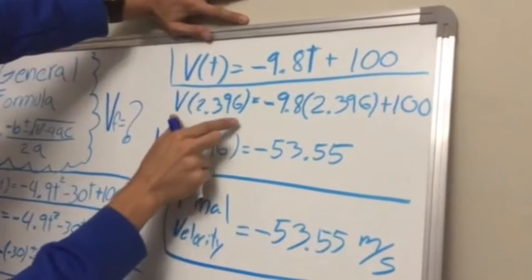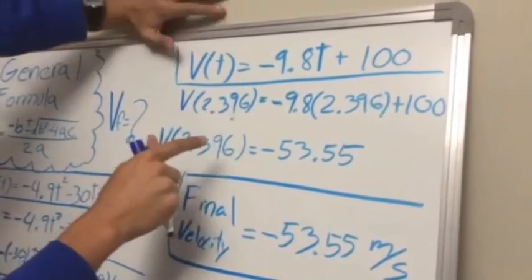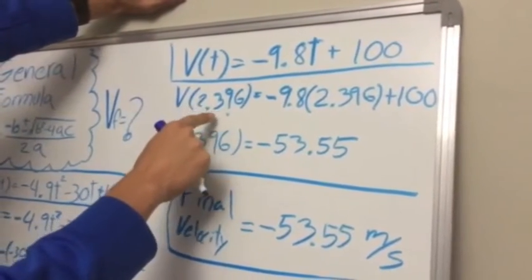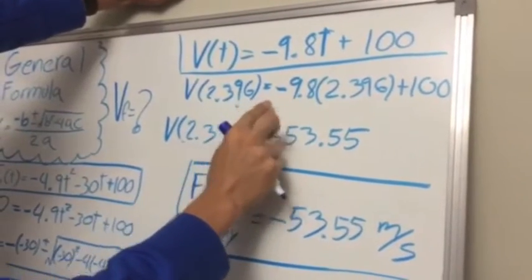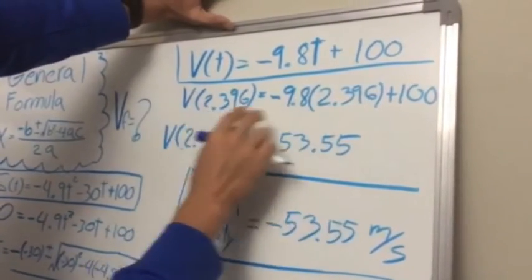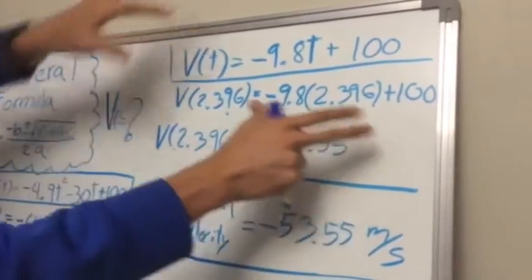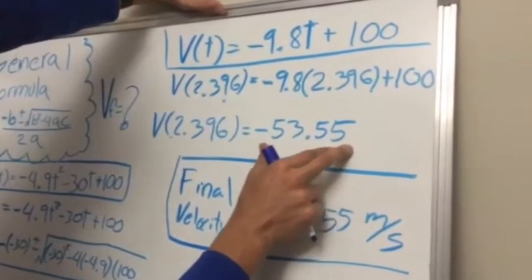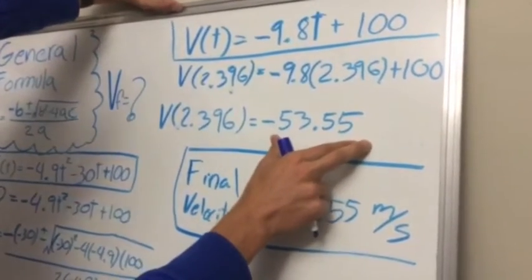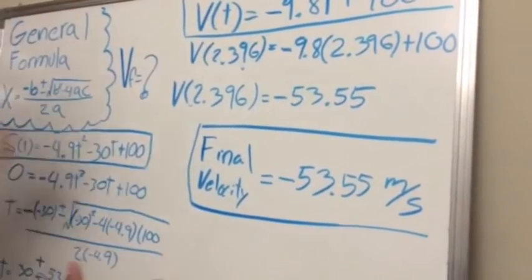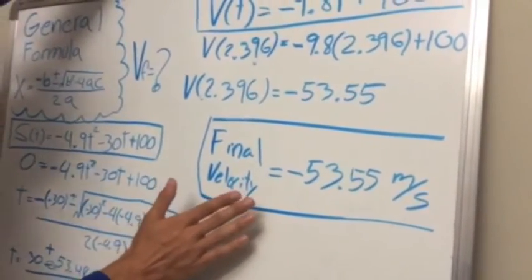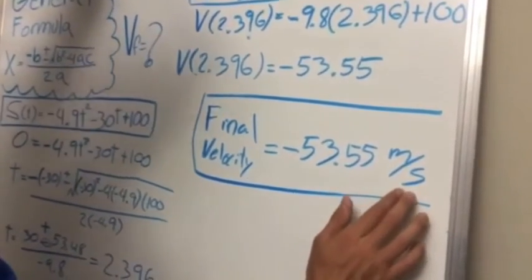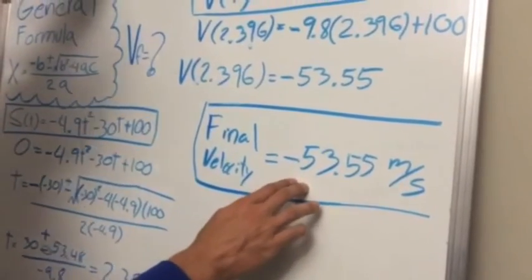So we go to our velocity function, and we use that time to know the final velocity. So we get the velocity with 2.396 seconds, and we substitute that time in t, and by solving it we get minus 53.55. That will be our final velocity. So as a result, our final velocity will be minus 53.55 meters per second, and it's negative because it's going downwards.